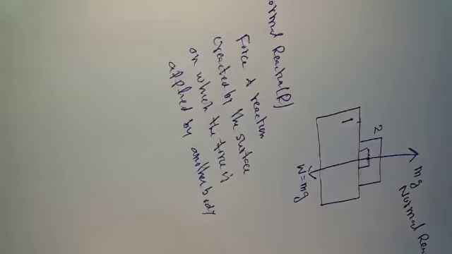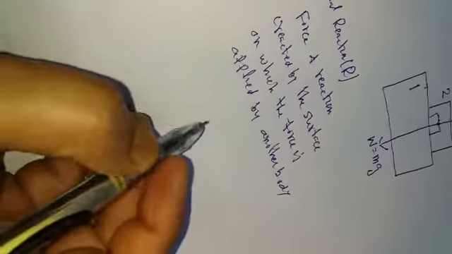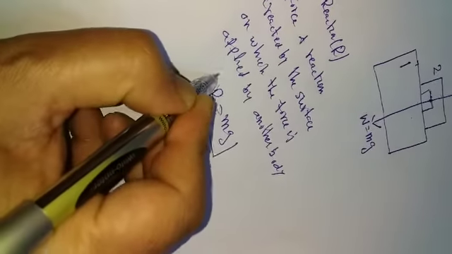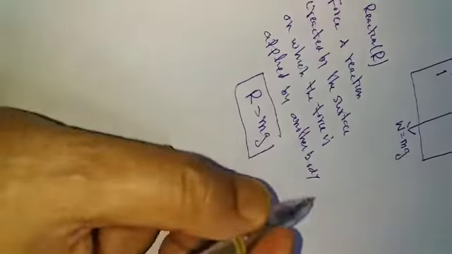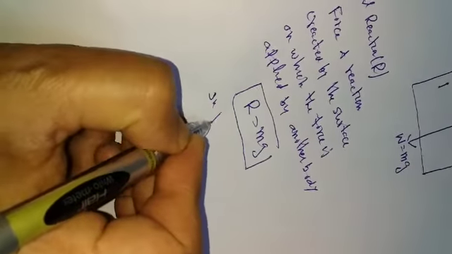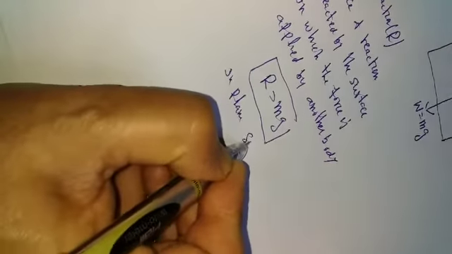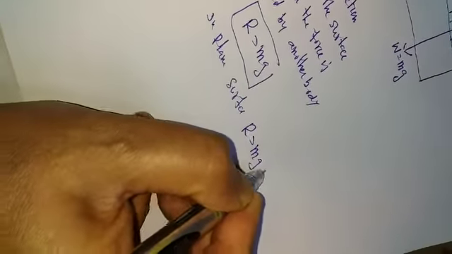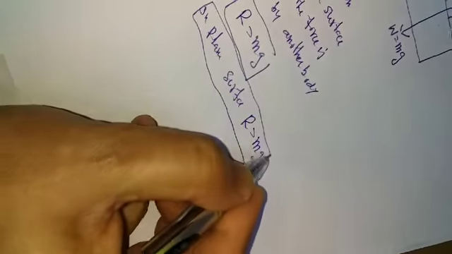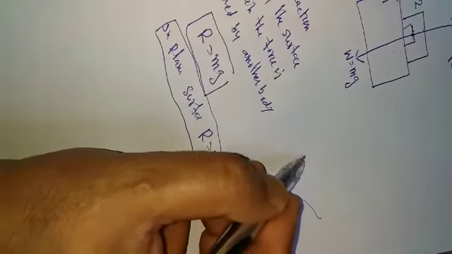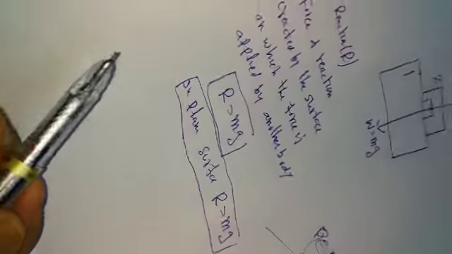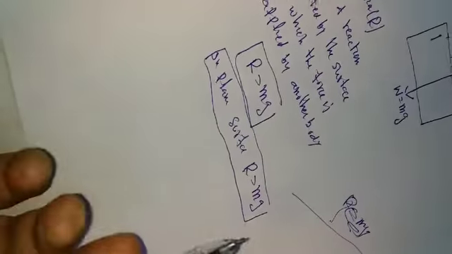It is usually denoted by R, where normal reaction R is equal to mg. It is equal to the weight of the body. Please remember, we are discussing plane surfaces here. In plane surfaces, R is always equal to mg. You have to remember it. But on an inclined surface, R is not equal to mg. That is another case, which will be studied later. But in plane surfaces, R is always equal to mg.